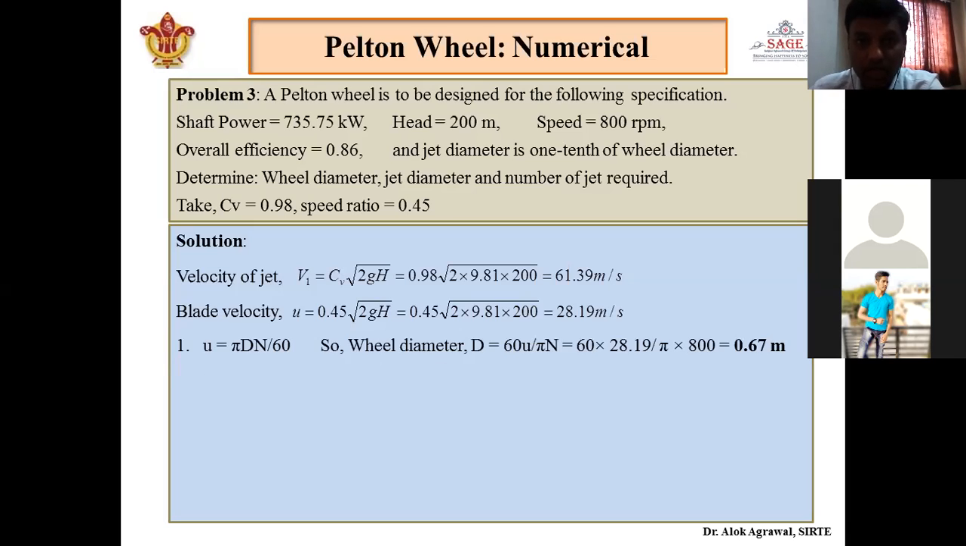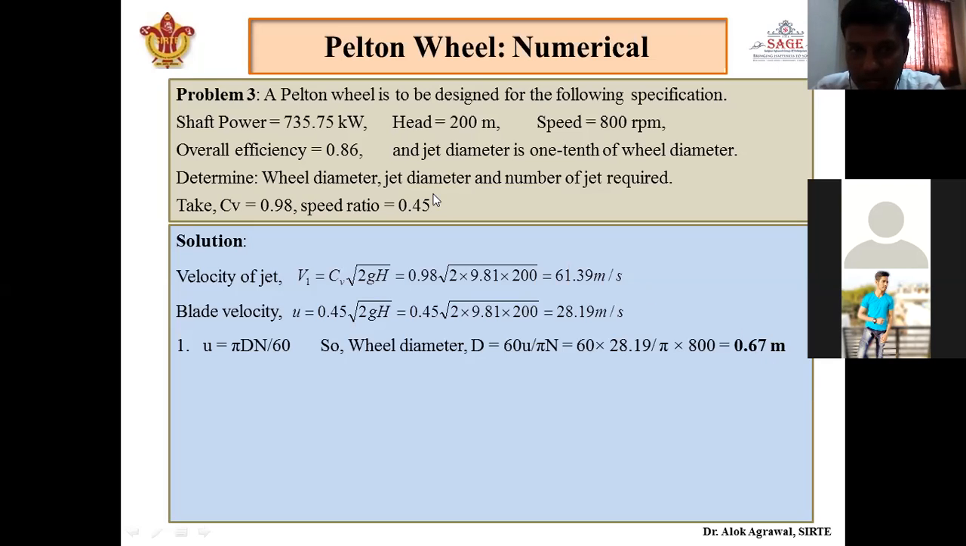Next is to calculate the wheel diameter. See how to calculate wheel diameter. This U is 28.19, but it is also pi DN by 60. Now in this equation, U is known, N is given, speed 800 rpm, everything is known. Only capital D is unknown, which is the wheel diameter and which is asked in the numerical. So keeping D on one side and the rest on the right hand side and substituting the values, we easily get capital D as 0.67 meter.